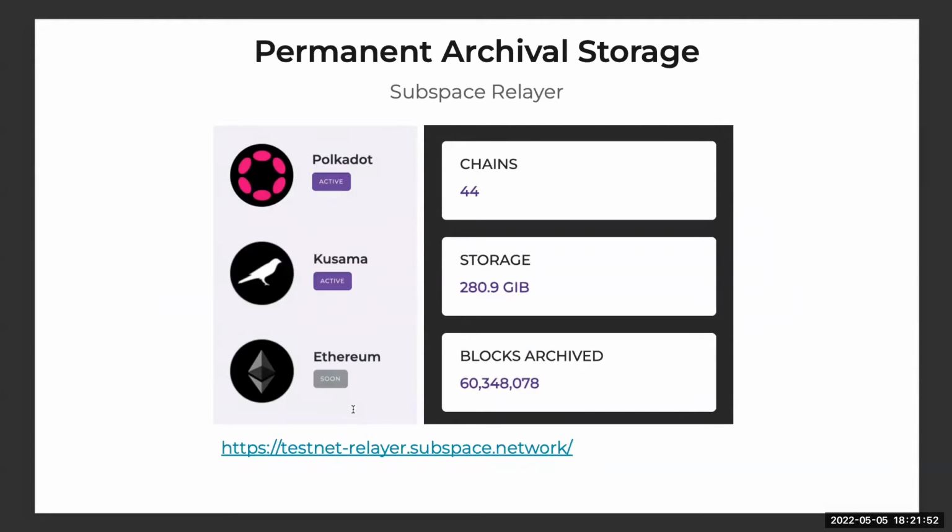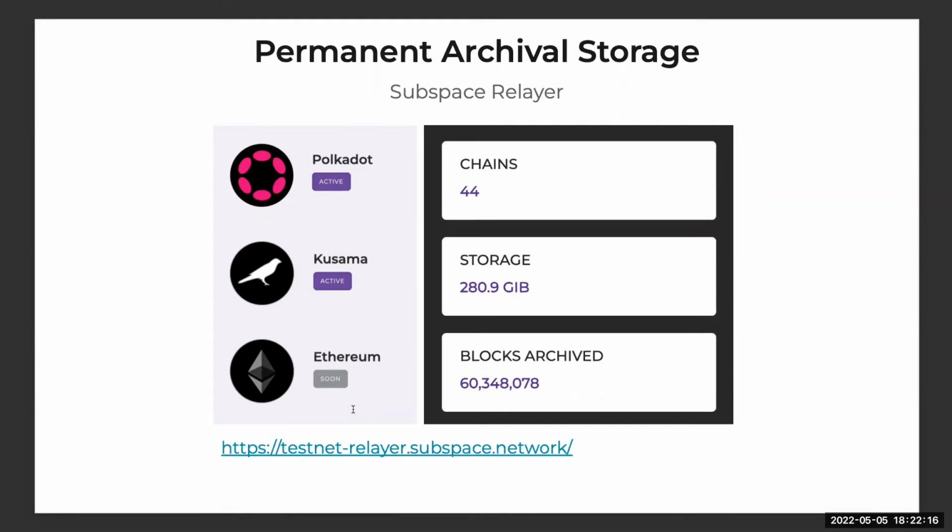And then, okay, what is this space? What is this storage being used for? Right now, it's being used to archive and store the history of the Polkadot and the Kusama ecosystems. So basically the relay chain and all the parachains, which is 44 chains right now, are actively being archived block by block, stored on our network in this distributed network.